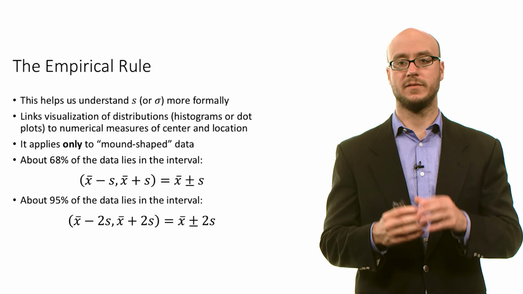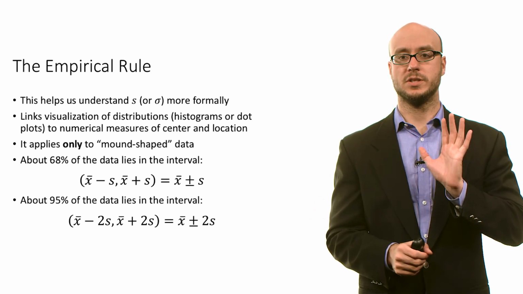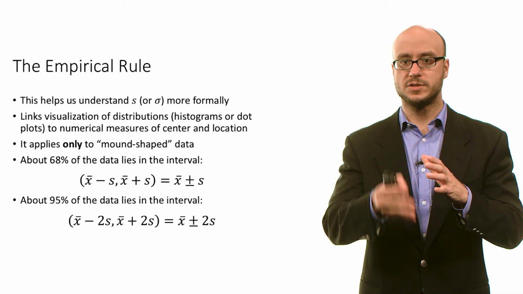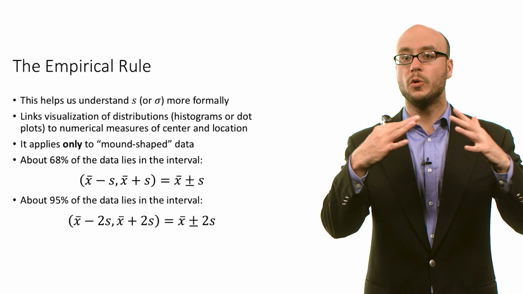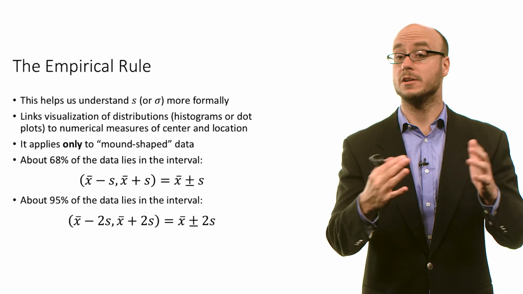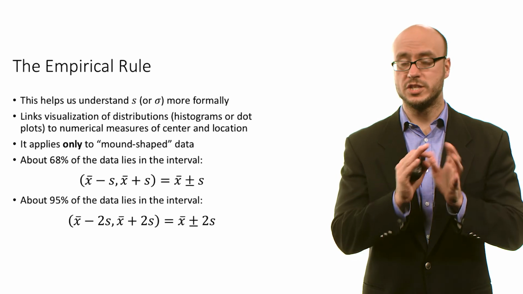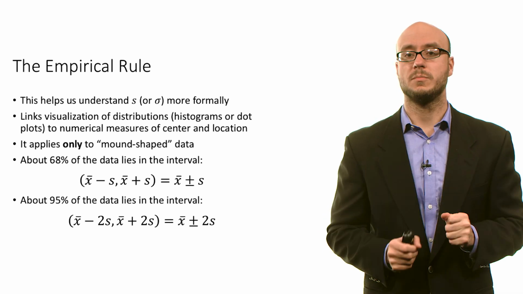So for example, if you split a population into males and females and you just look at the height of males, nature produces sort of an average height with some noise around that average. You have a roughly mound-shaped, symmetric set of data. So with height split by gender, within genders, you can use the empirical rule.